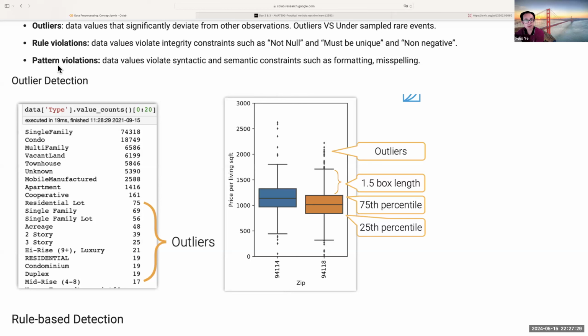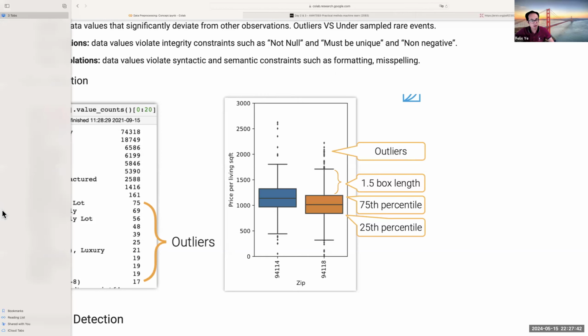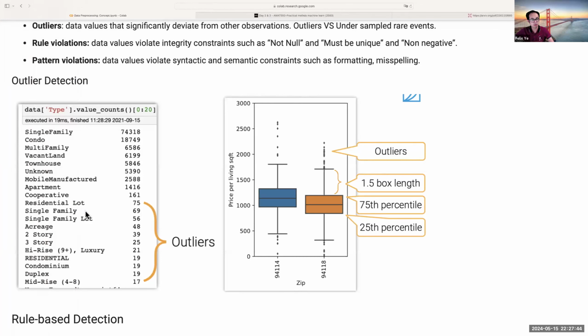The third one is pattern violations. For example, the values violate syntactic and semantic constraints, such as formatting or misspelling. For example, right here, you can see we have a single family and a single family here. These two should obviously be merged together because they are talking about the same thing, but they were treated as different, because in this one we have a space, but the one that we use a lot doesn't have a space. So this implies it's a pattern violation.